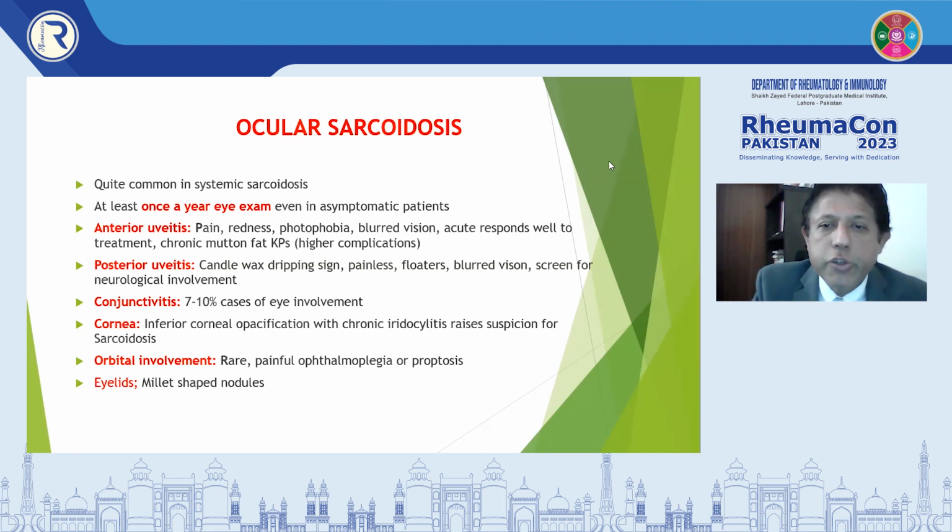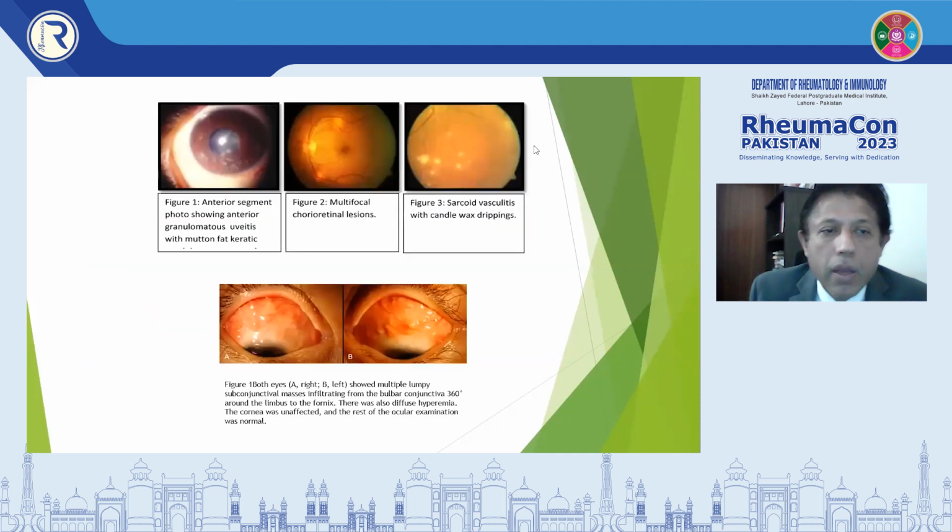The posterior uveitis shows the candle wax dripping sign. It's painless, with floaters and blurred vision, and you really have to screen for neurological involvement because that's the most dreaded complication of ocular sarcoidosis. This picture quickly shows the anterior segment with anterior granulomatous uveitis with mutton fat KPs. The second picture shows multifocal chorioretinal lesions. The third one shows the candle wax dripping of the sarcoid posterior uveitis.